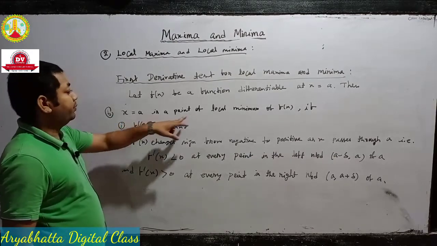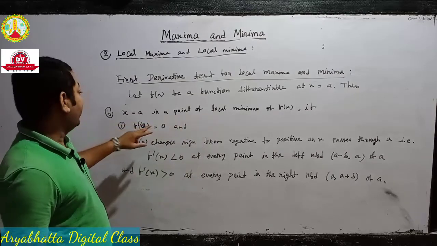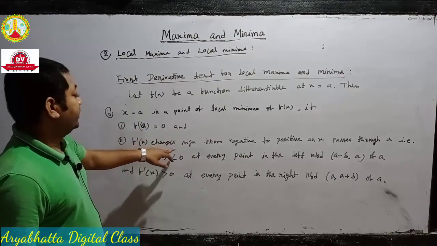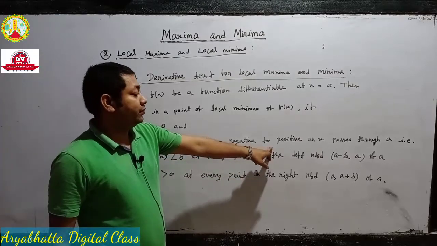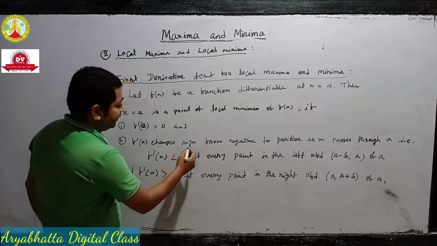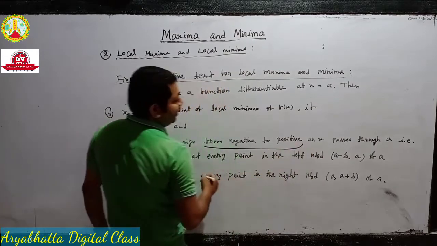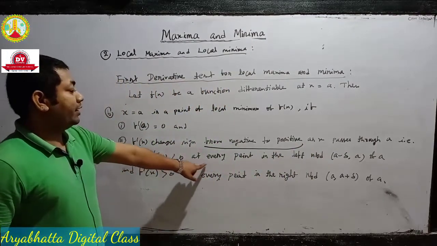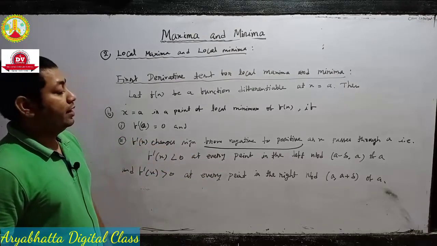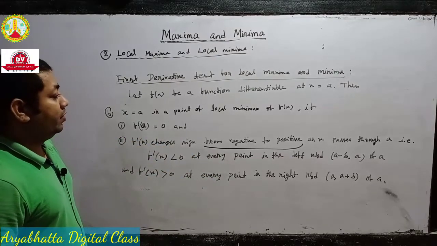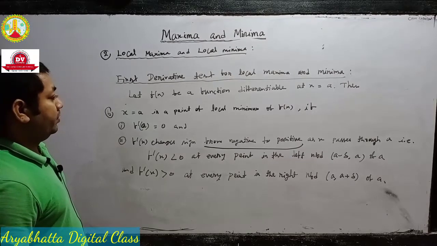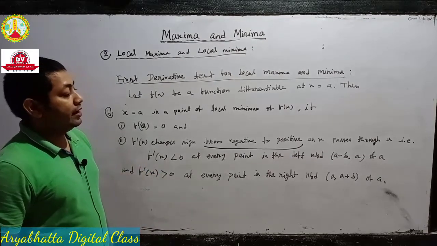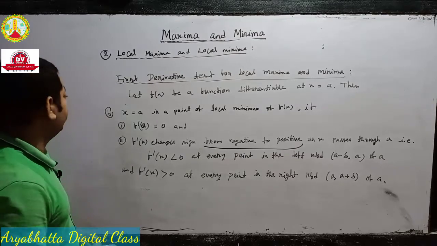x equal to a is a point of local minimum of f of x if (1) f dash a is equal to 0 and f dash x changes sign from negative to positive. Remember, f dash x changes sign from negative to positive as x passes through a, that is f dash x less than 0 at every point in the left neighborhood (a minus delta, a) of a, and f dash x greater than 0 at every point in the right neighborhood (a, a plus delta) of a.